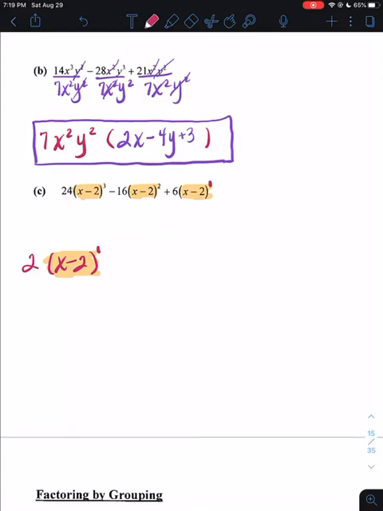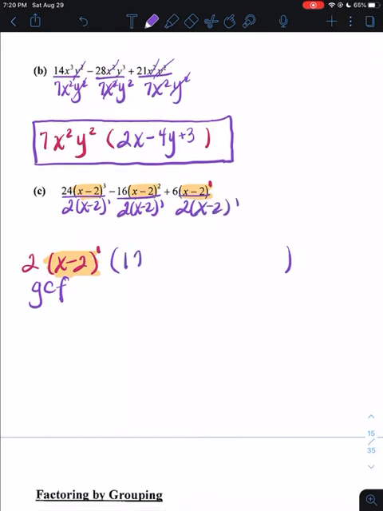And then I'm going to do exactly the same thing as I did before. I want to figure out what's left over. So I come back and divide all three terms by my greatest common factor. This is your greatest common factor, the GCF. So I'm going to divide by 2 times x minus 2 to the first. Same thing, 2 times x minus 2 to the first power. And then 2 times x minus 2 to the first. 24 over 2 is 12. Then x minus 2 to the third over x minus 2 to the first power: subtract exponents. So you have this x minus 2, but now it's raised to the second power.